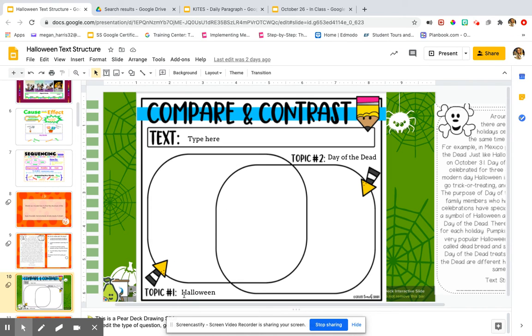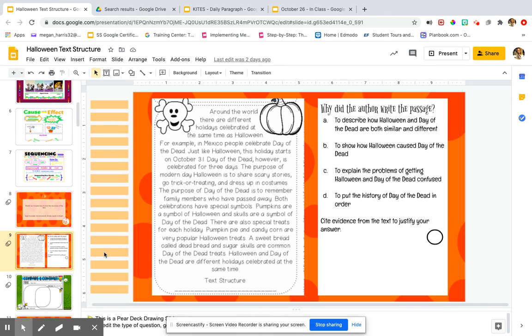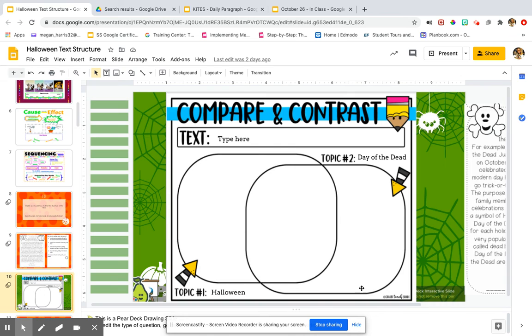So it says topic 1, Halloween, topic 2, Day of the Dead. So I know that right here is where I'm going to write about just Halloween. Right here is where I'm just going to write about Day of the Dead. And here is where I'm going to write about how they are the same. So I went ahead and already picked out ways that they were similar and ways that they were different. If you look back up here, remember we were talking about how Halloween starts on October 31st. The purpose of Halloween is to share scary stories. The purpose of Day of the Dead is to remember loved ones who passed away. So that's kind of where I went when I was pulling my evidence.